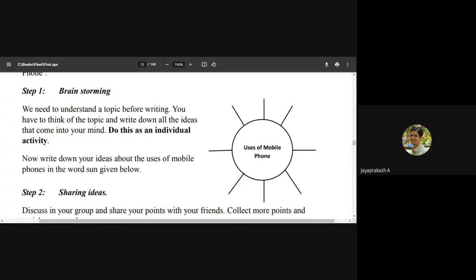So what do I do? I will number these rays. If you look at these rays, here you have 1, 2, 3, 4, 5, 6, 7, 8 rays. So I will number these rays. So this might become the first idea, and this might be the second idea, this might be the third idea, and this might be the fourth idea, depending upon their importance.